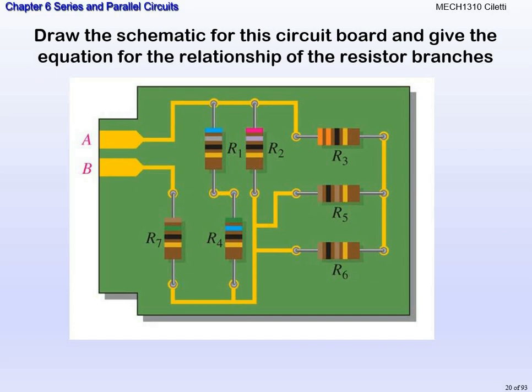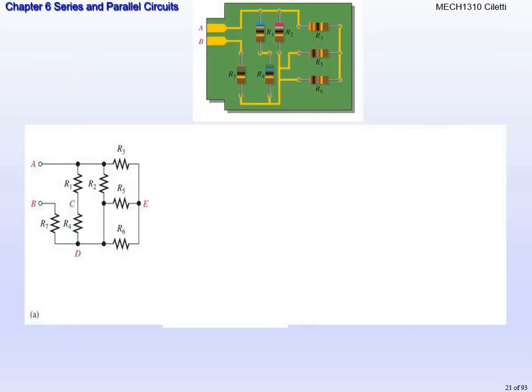We're maybe a third of the way through the lecture now. All right. So also, what's this? We got a circuit board. So this is like one that you guys might have soldered in a previous class. Draw the schematic for this board and give the equation for the relationship of the resistor branches. So we got to be able to take this schematic. Notice there's terminals A and B, and then we got 6 different relationships, and we want to draw the schematic and understand all the different series and parallel combinations that are going to occur here.